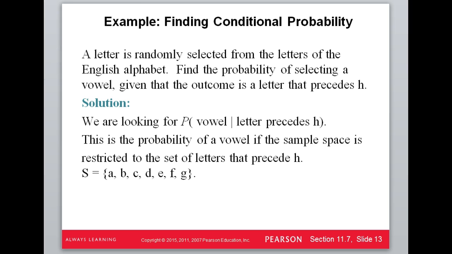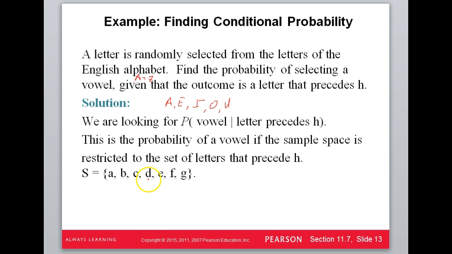Alright, a letter is randomly selected from the letters of the alphabet, so A through Z. And we want to find the probability of selecting a vowel. A vowel is A, E, I, O, or U. Given that the letter precedes H. Well, what precedes H? A, B, C, D, E, F, G. The next letter is H. So this is our sample space.